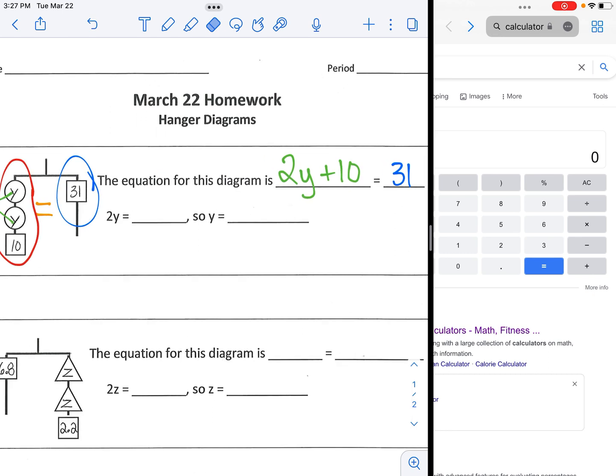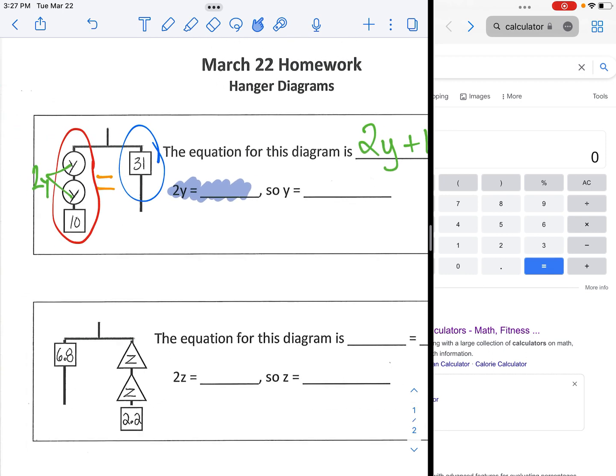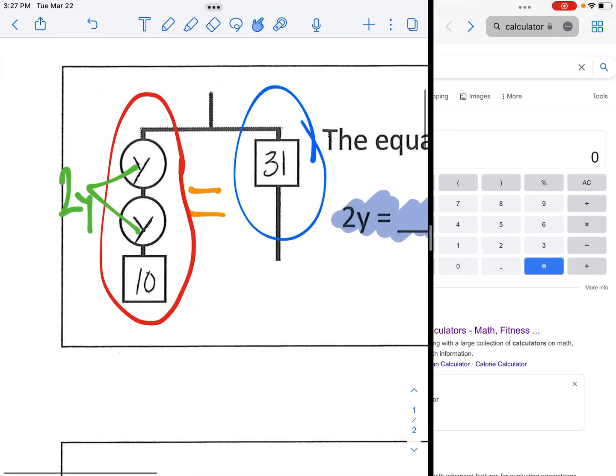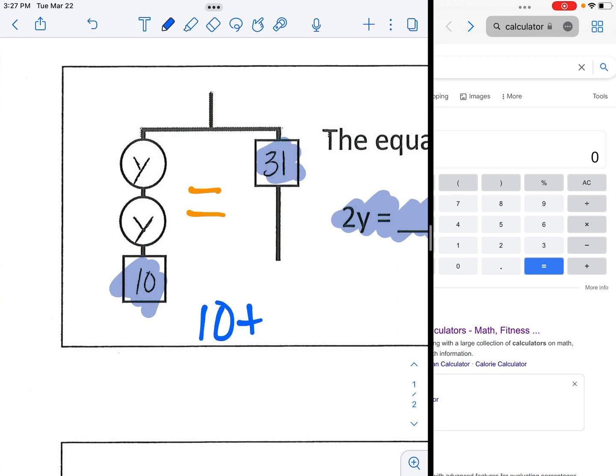Underneath that, there are two things for you to answer. The first one says 2y equals something. Well, if I look over here, I see that there's already a 10. And I'm trying to make 31. So what I'm really asking myself is 10 plus blank equals 31.